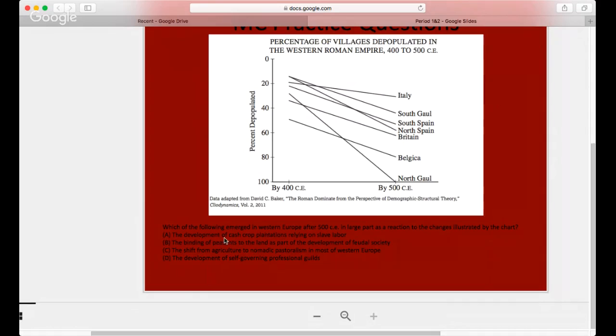So we've got A, the development of cash crop plantations relying on slave labor. Cash crops make me think of period 4 in the Americas, so I would cross that off. B, the binding of peasants to the land as part of the development of a feudal society, probably because it's feudalism. C, the shift from agriculture to nomadic pastoralism in most of Western Europe. They don't go back to being nomadic, so we can cross that off. And then D, the development of self-governing professional guilds. They do have guilds, but B would be your correct answer: feudalism and peasants in period 3 is kind of the reaction to this.